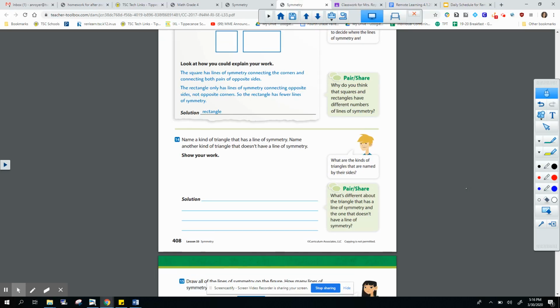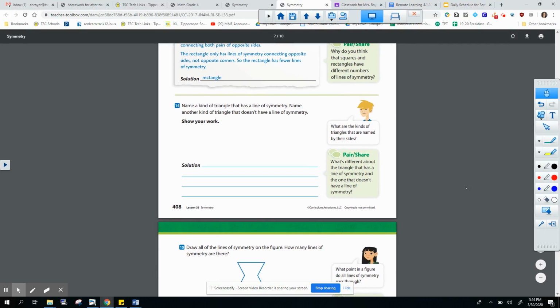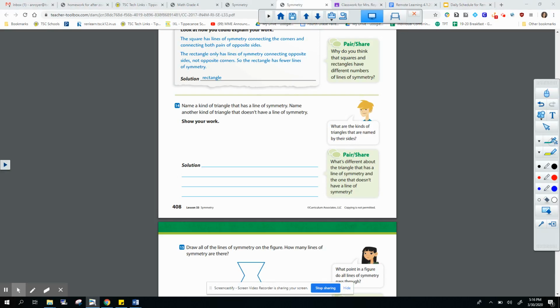Number 14 says, name a triangle that has a line of symmetry and name another triangle that does not have a line of symmetry. There is more than one right answer here. So I'm going to draw one example, but if you can come up with something different, you don't have to use my example. But an isosceles triangle has one line of symmetry. So if I draw an isosceles triangle, remember an isosceles triangle has two equal sides. So there's my isosceles triangle, and it has one vertical line of symmetry just like that.